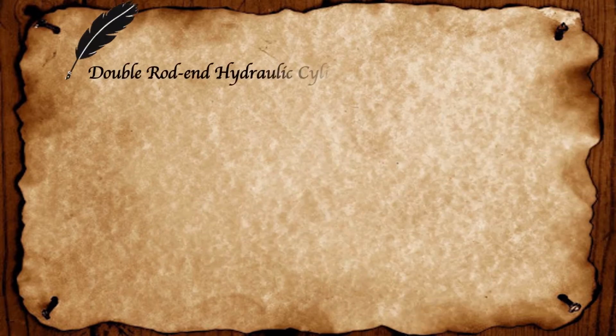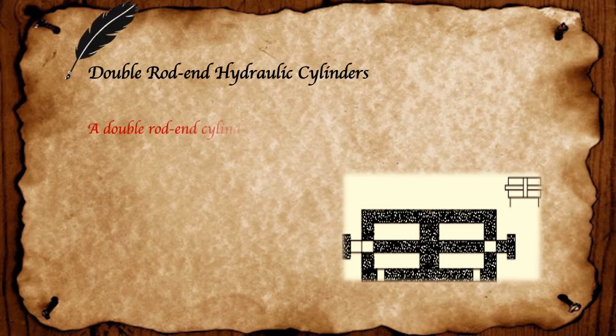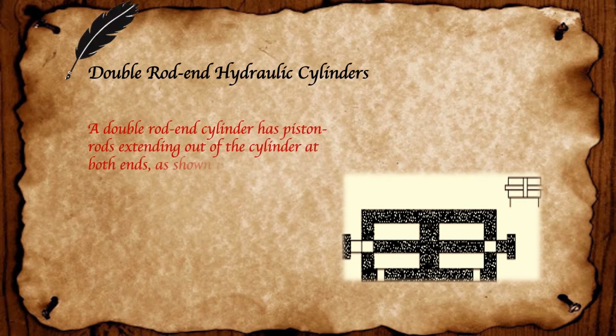Double rod end hydraulic cylinders. A double rod end hydraulic cylinder has piston rods extending out of the cylinder at both ends as shown in the figure.